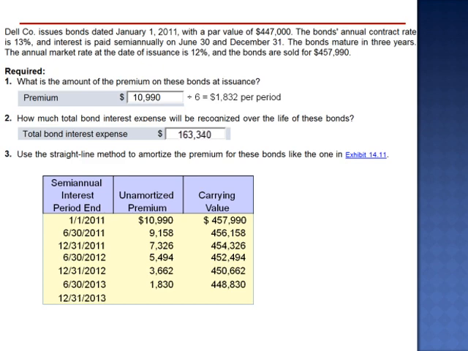And at the end of the bond's term, December 31, 2013, the unamortized premium has to be 0. We amortize the premium by the remaining $1,830, allowing for $2 of rounding, and the carrying value drops to the par value, $447,000.